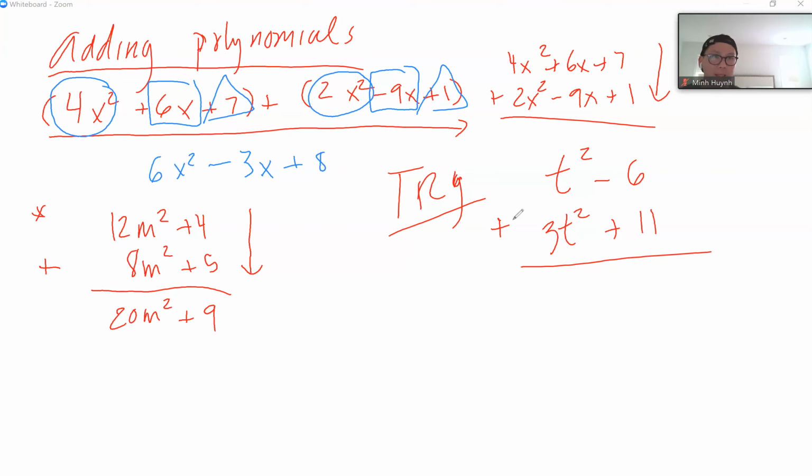All right, hopefully you paused it, and then you pressed play after trying the problem. Let's solve this one. So going to this problem, remember, I have an invisible 1 right over here, so I'm going to add straight down. So that's going to be 4t squared. And adding straight down to these two, negative 6 plus 11, that's going to be positive 5. All right, so adding polynomials is pretty easy.